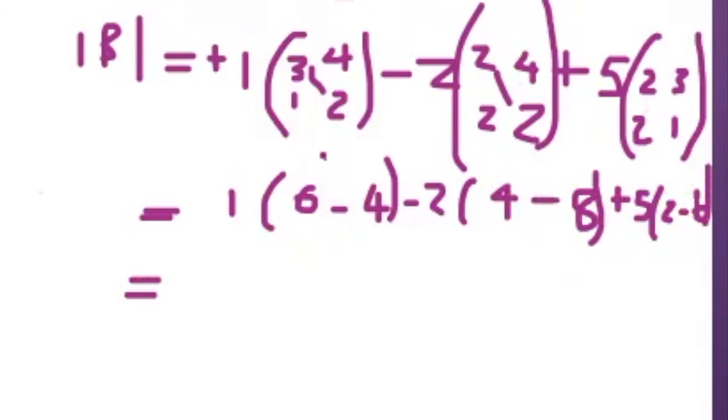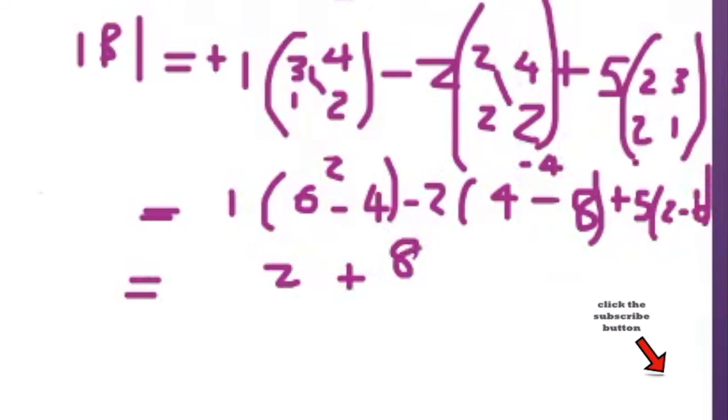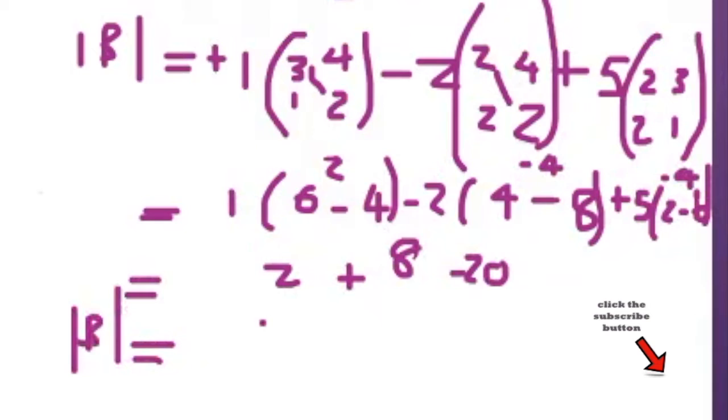Simplifying further, 6 minus 4, that's 2, so 2 times 1 is 2. 4 minus 8, that's negative 4, and times it by minus 2, that's positive 8. 2 minus 6, that's negative 4, and minus 4 times 5, that's negative 20. So 2 plus 8 minus 20, that will give me minus 10. So the determinant of B is minus 10.